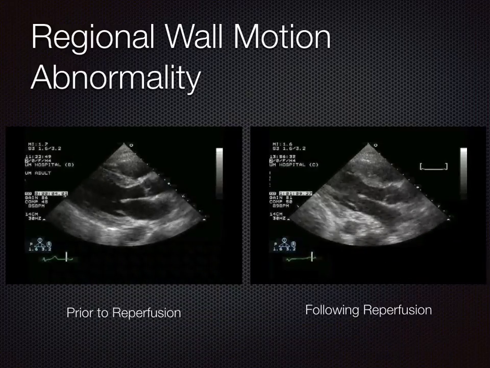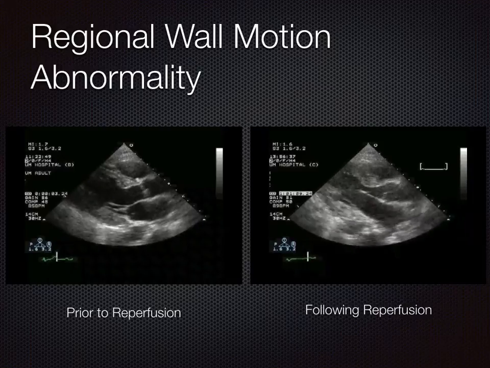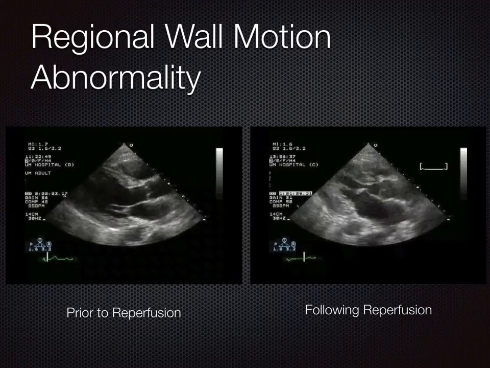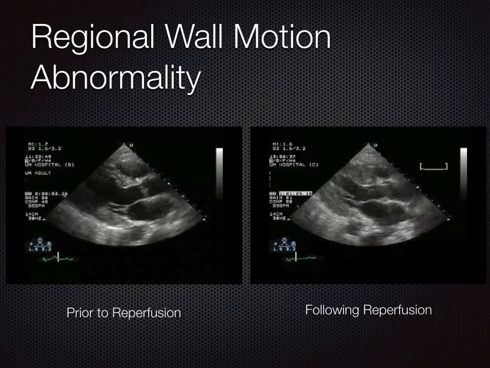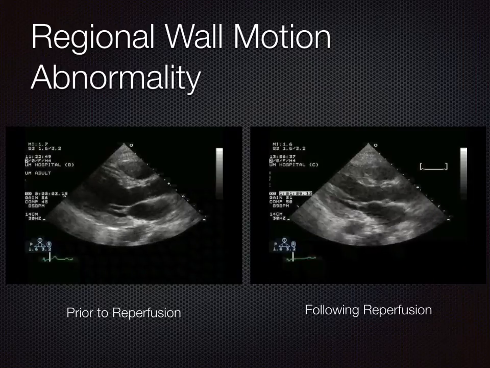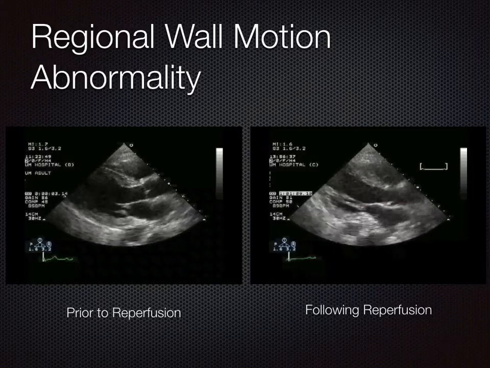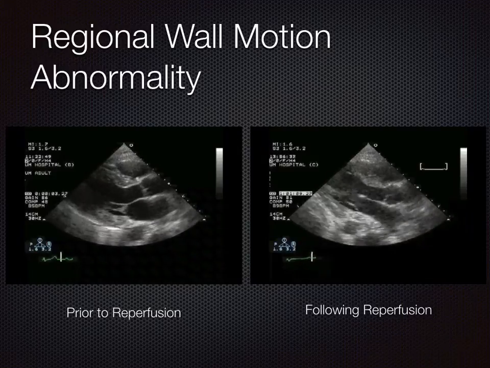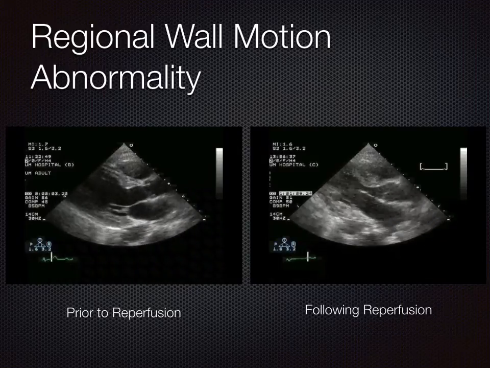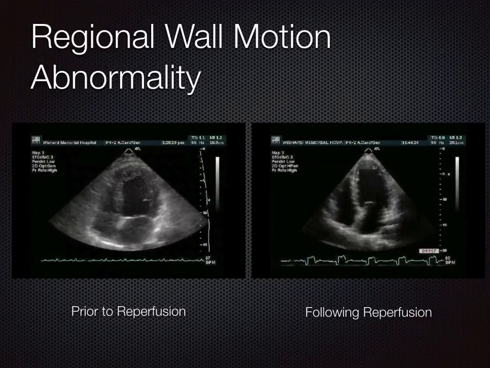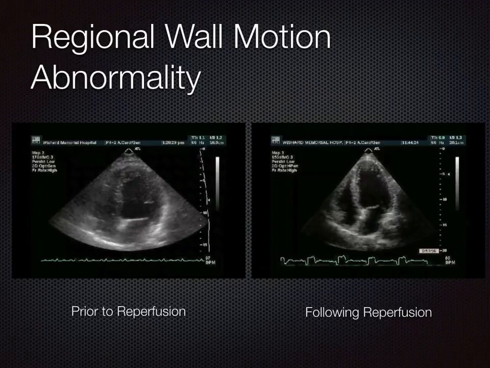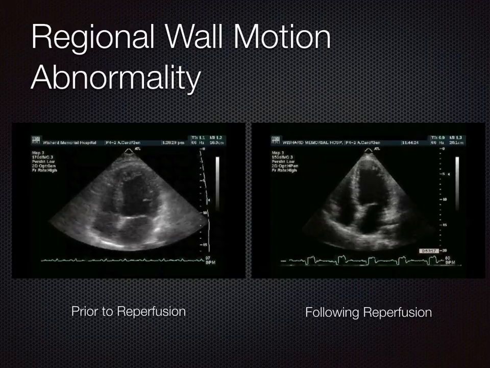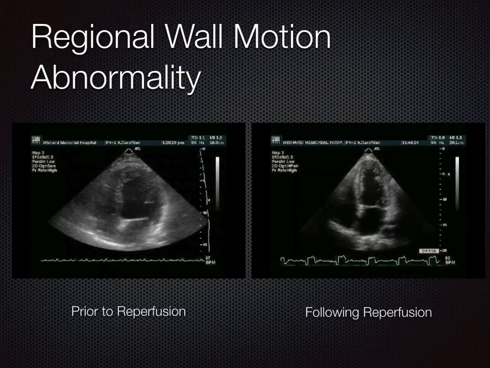And just to show you how this can change, look at the contraction on the left of this parasternal long axis view, and this is following reperfusion on the right. So there is a difference. And here's another view looking at the apical 4 chamber, and certainly around the apex there's very little contraction and thickening, but following reperfusion things are improved greatly on the image on the right.